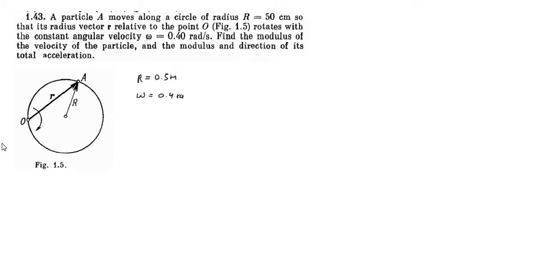0.4 radian per second. Find the modulus of velocity of the particle and the modulus and direction of its total acceleration. So here the particle is moving with the constant angular velocity with respect to point O.